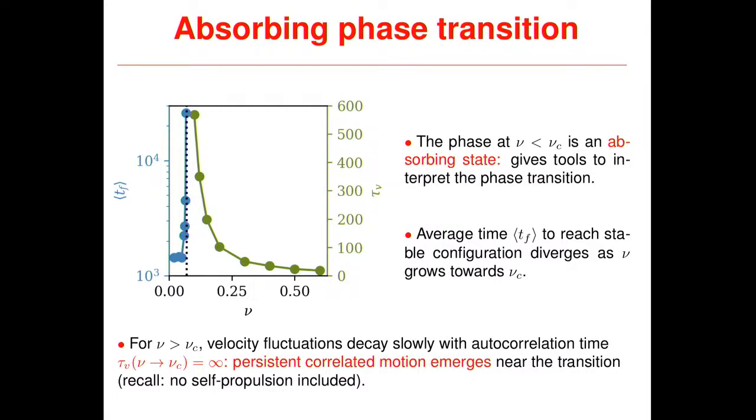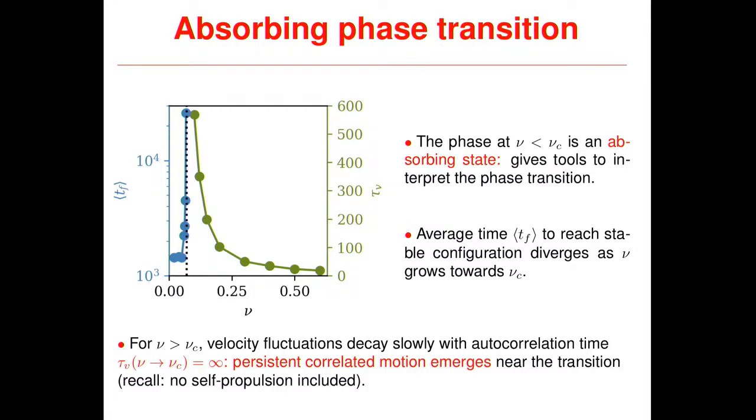And this is my final message. So this is a transition below which the system dies into a state out of which it cannot come back because there is no noise, and above which the system keeps being active all the time. So we use all the tools from these absorbing phase transitions. For instance, one quantity you can measure is the time it takes for the system to find this force balance configuration, and it's growing very quickly as you approach the transition.